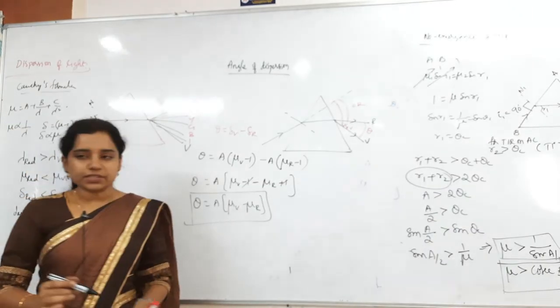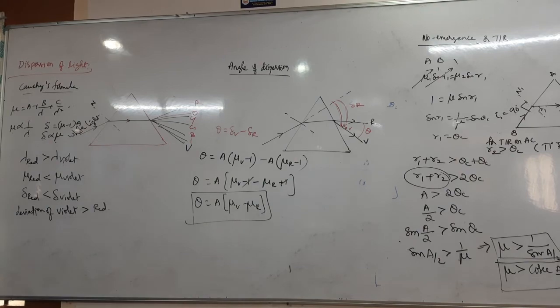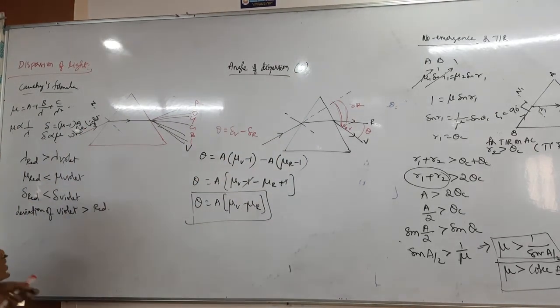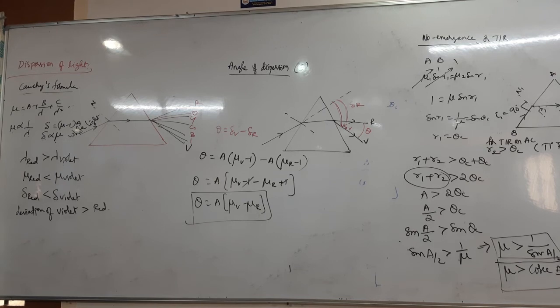Clear? Write the definition first. The difference between the deviations of red and violet, or the angle between the emergent rays of red and violet. Draw the diagram and then copy that.